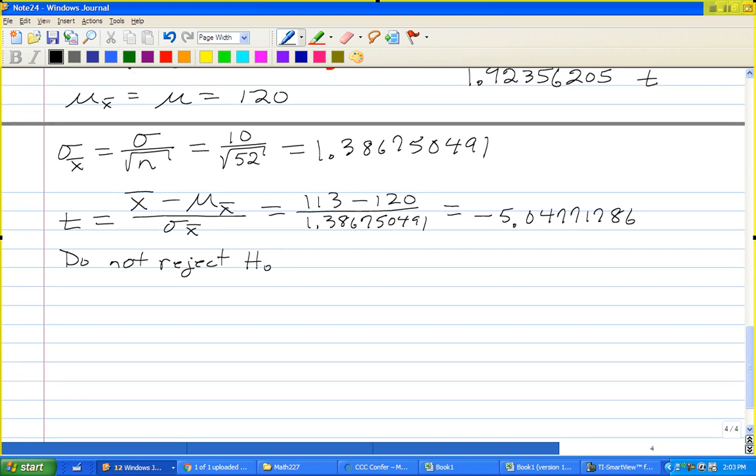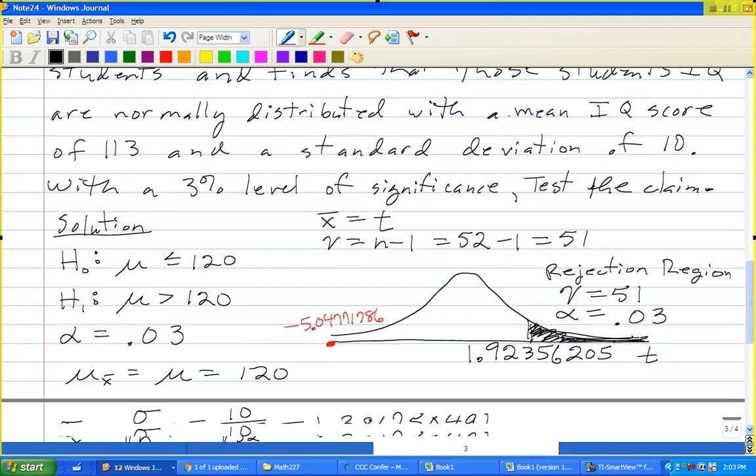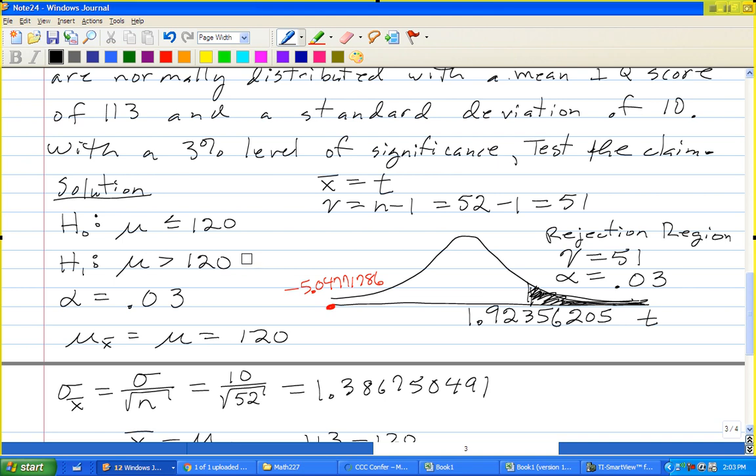Now, since this was stated in words, I'm testing the claim that students are gifted, meaning they have a larger score. So I'm testing this claim that they're gifted, and we did not reject, so we thought that this was true, so we rejected this. So no, they're not gifted.